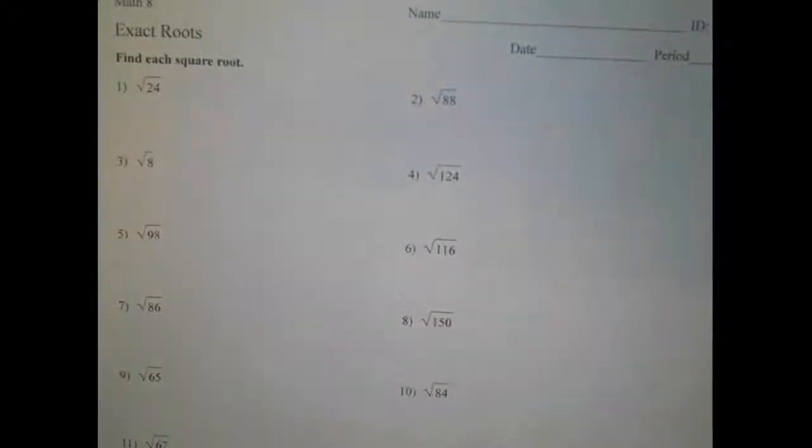So yesterday we did approximate. We went between, and then we tried to find the decimal point that was closest to that square root, right? Today we're going to do exact. So how many of you guys remember doing factor trees way back when in math?